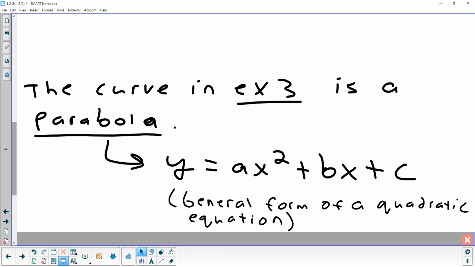And the general form of the equation for a parabola looks like that, and that's called a quadratic equation. You see those a lot, like when you're doing factoring. It'll be set up like that. That's called a parabola, and it comes from a quadratic.